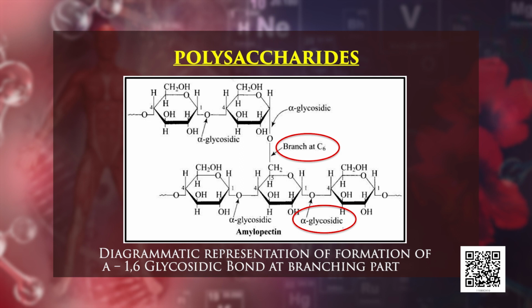As you can see on the screen, in the straight portion, alpha-1,4 glycosidic bond is present. That is, carbon 1 of one glucose joins with fourth carbon atom of next glucose molecule, as you can see on the screen in lower red circle. At branches, alpha-1,6 glycosidic bond is present. First carbon of one unit joins with sixth carbon of next unit.